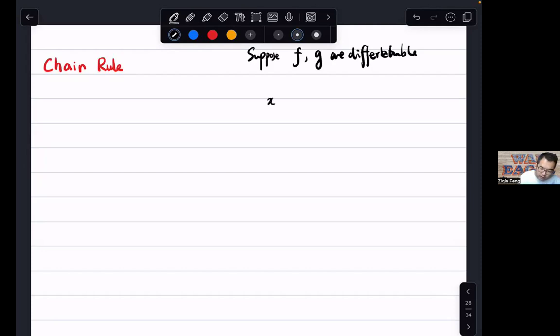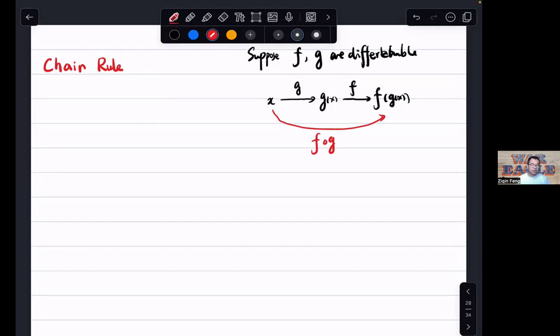So you're starting from the input x, you apply the function g, and you get g of x. Then you apply function f on this new number, and you get f of g of x. This function has a name. This is the composition of f and g, which is f circle g. F circle g of x is f of g of x. Now the question is, is this new function differentiable? If it is differentiable, what is the derivative?